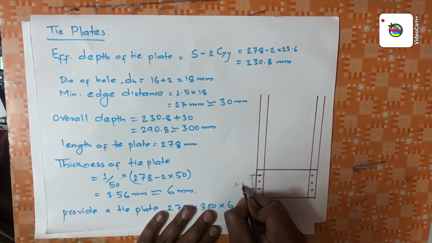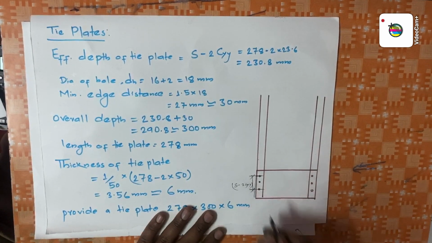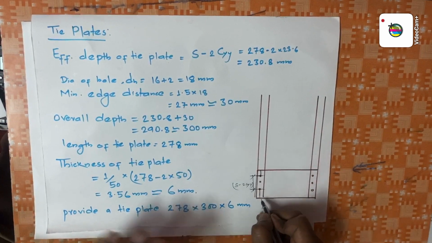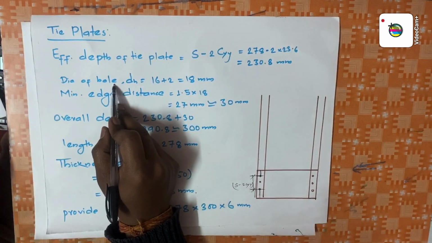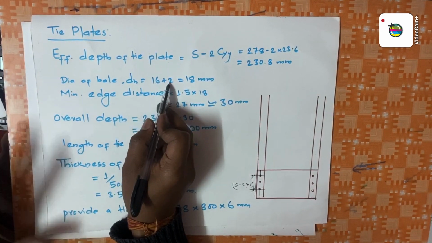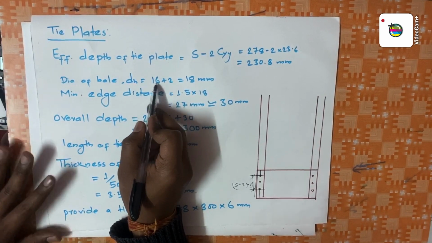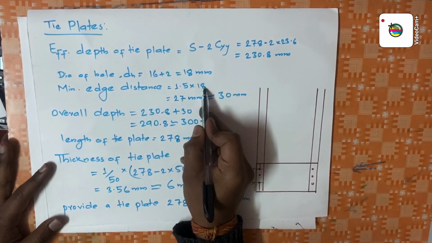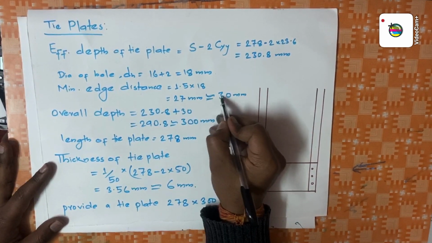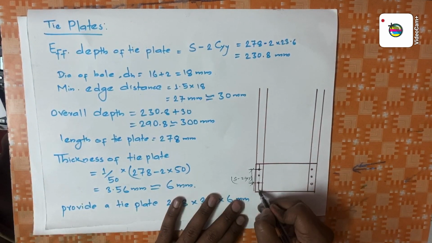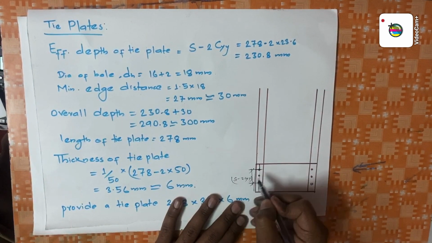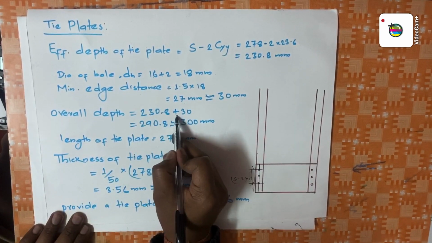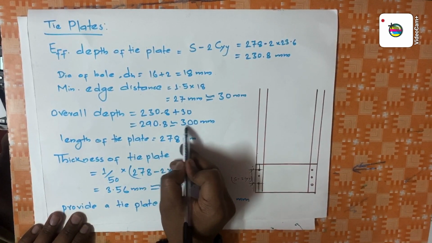Okay, s minus 2 cyy. And we know that this one is an edge distance. So for edge distance, the diameter of hole, we know the diameter of bolt is 16, so diameter of hole will be 16 plus 2, it will be 18 mm. So minimum edge distance will be 1.5 times 18 mm, that is 27 mm. Approximately we will take 30 mm. So the total distance will be s minus 2 cyy plus 30 plus 30. That's the total overall depth: 230.8 plus 60, that is 290.8, approximately 300 mm.